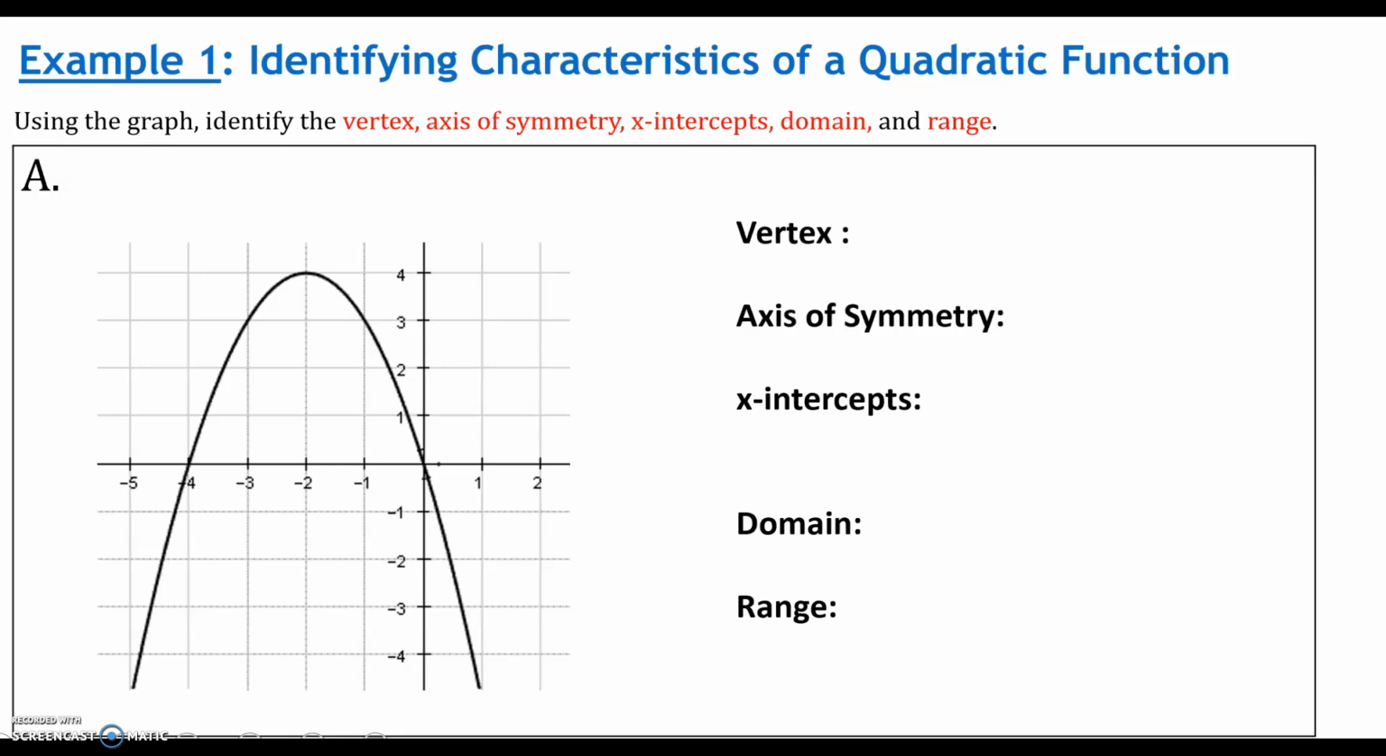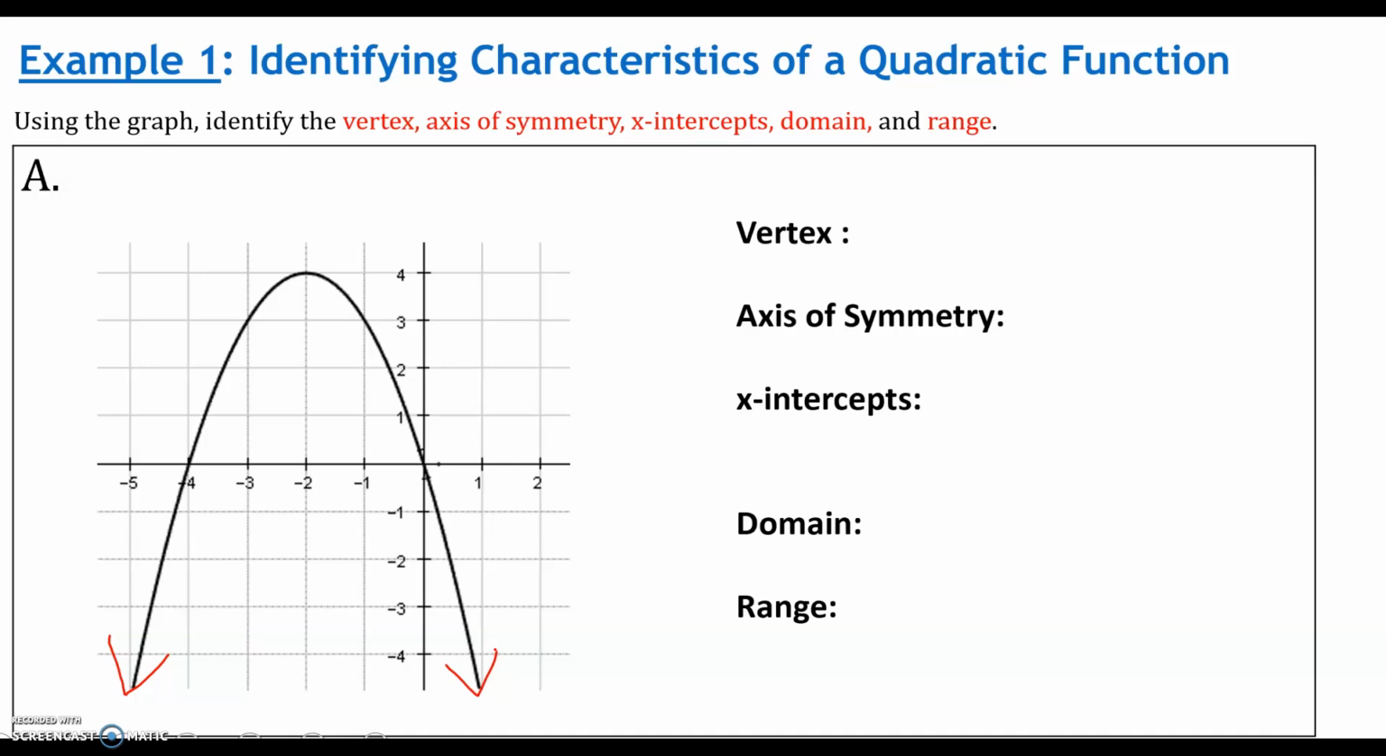So if you take a look at this parabola, every parabola will either be going up or going down, and it's not going to be a sideways one. So you need to identify, using the graph, the vertex, axis of symmetry, x-intercepts, domain, and range. So all of this is part of the answer. Okay, so first things first, you should always find your vertex.